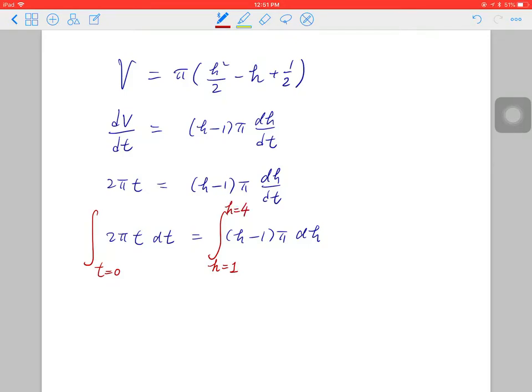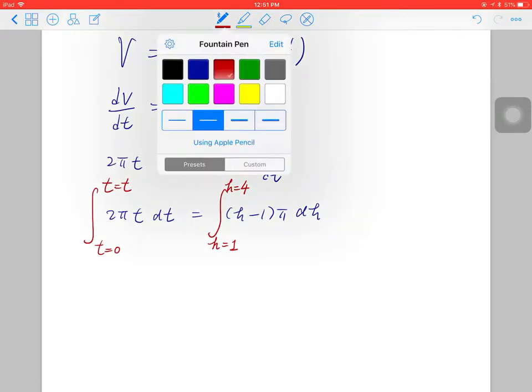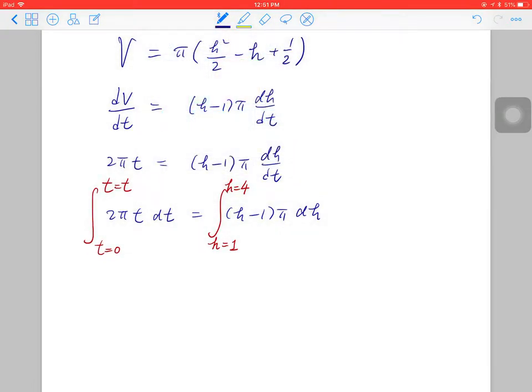And then we want to talk about the situation h equals 4, and the time we are going to find. So integration, we do that. That is pi t squared, and substitution of the limits t and 0. So you have the left hand side equal to pi t squared.